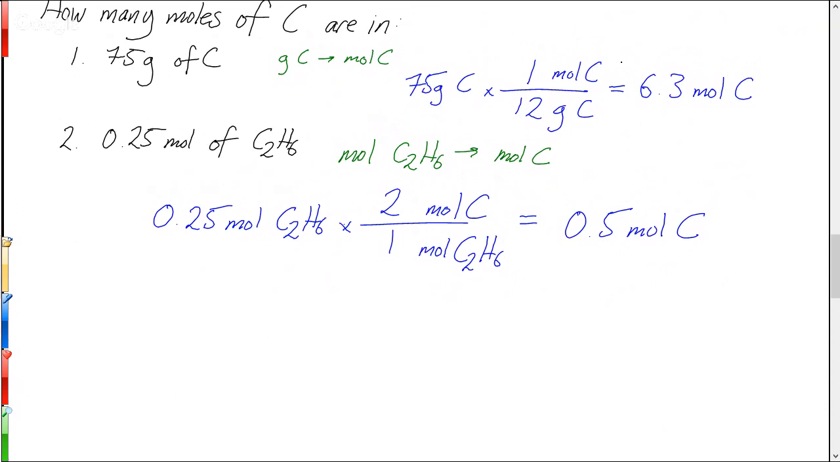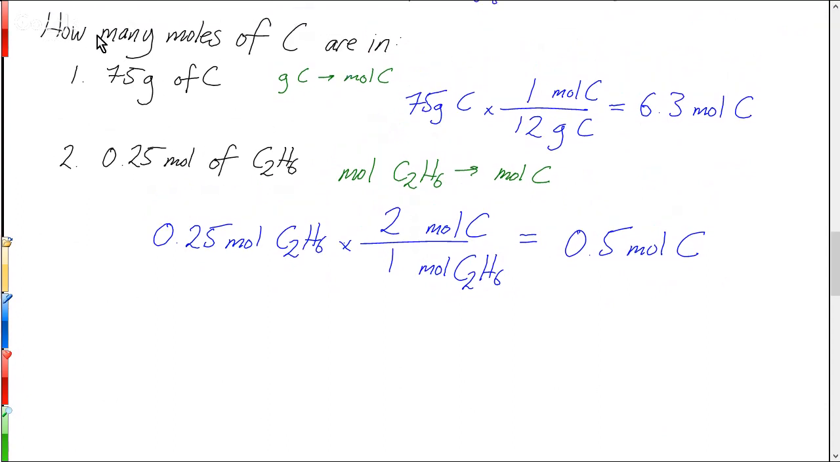I didn't forget about it. But the question wasn't asking that. So the question's asking how many moles of just C. So that's why we just want to know about the C.